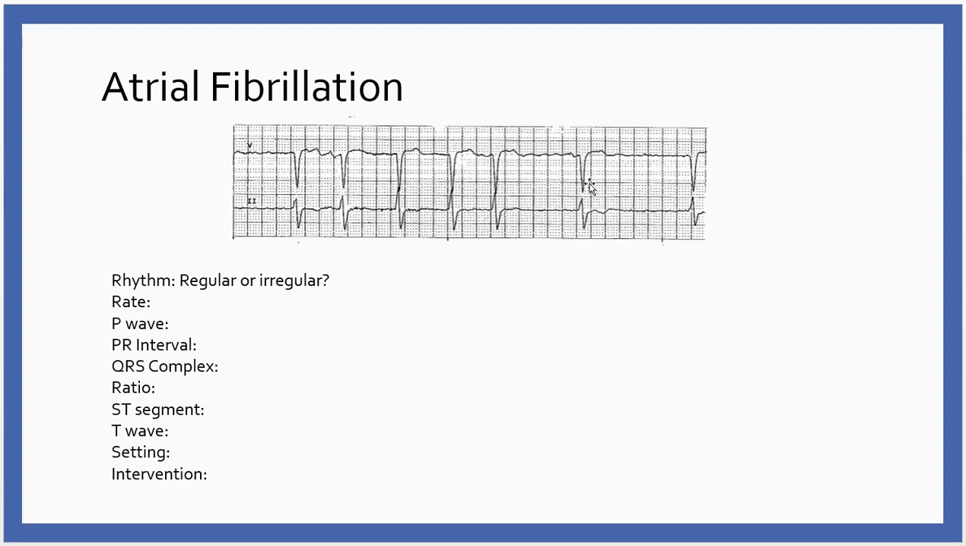So on this strip, my rate is in the 60s. Then I'm going to look for P waves, and that's really what defines AFib. AFib is irregular, and there are no discernible P waves.